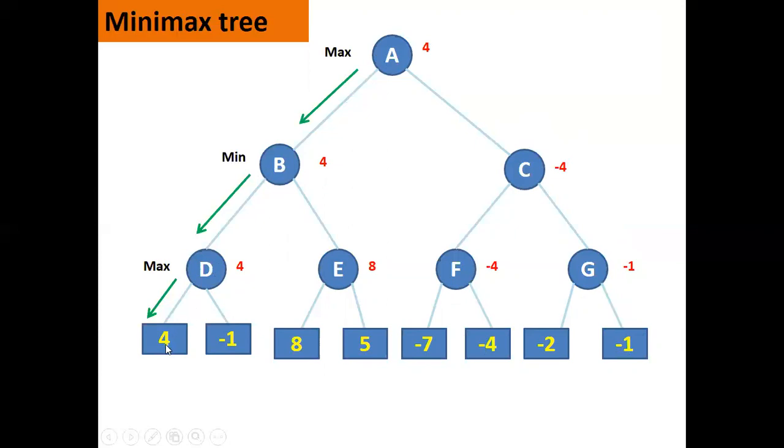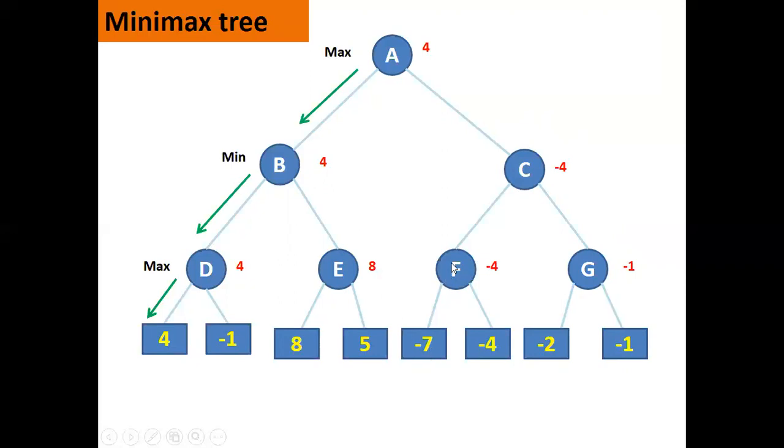So once you come to the leaf node, now you have 4 and -1. Who is playing? Max is playing. What is his job? To maximize the utility. So what will he select? He'll select the maximum of 4 and -1, that is 4. Similarly at E node, the maximum is 8 from 8 and 5, so it will select 8. This is the backed up value.